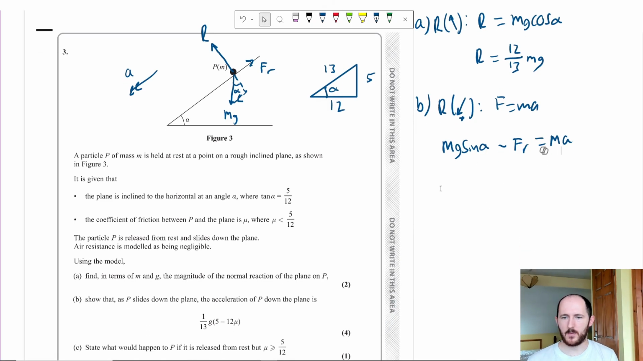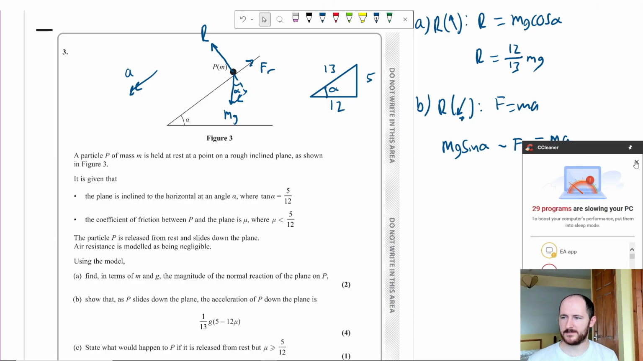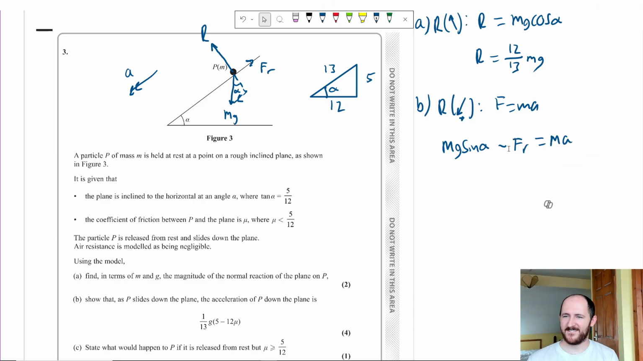Fantastic. Now what else do we know? Well, we know that friction is equal to mu R. And it says mu is less than 5/12, so what we could do is just say that because it's the maximum possible value, we can just say it's equal to 5/12. So let's sub that in. Minus mu R equals ma. And again, I'm going to take mu to be 5/12. I know it says less than 5/12, but remember when they say less than, it's up to that value. So we're just going to use 5/12.